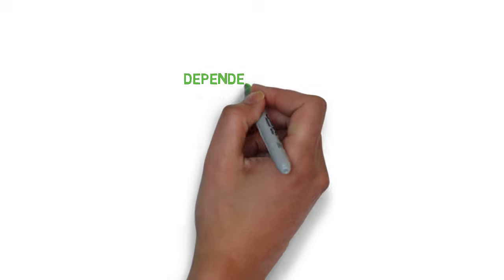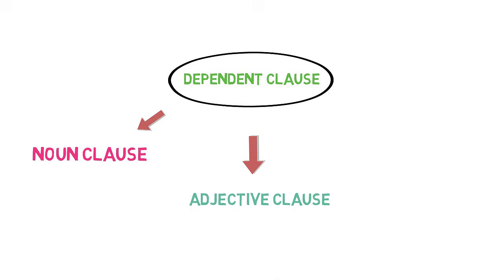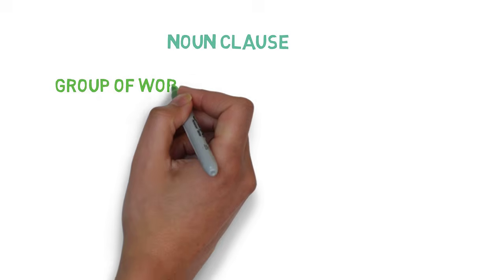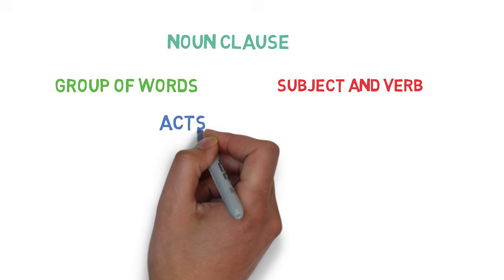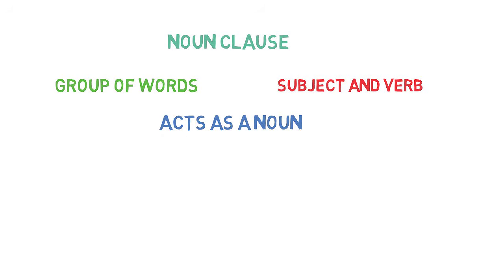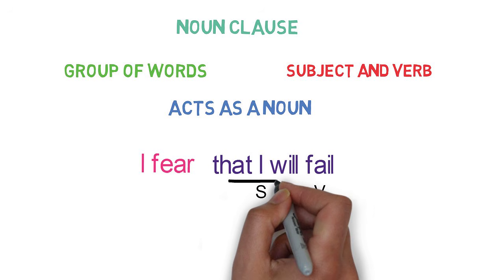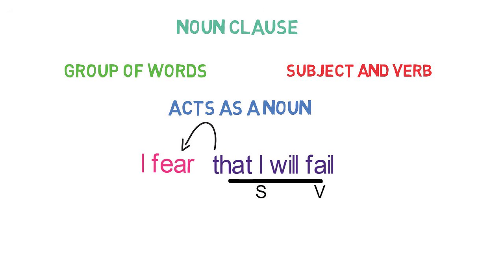Now, dependent clauses are mainly divided into three types: noun clause, adjective clause, and adverb clause. Let's discuss each of them. So what is a noun clause? Noun clause is a group of words having subject and verb of its own, and it acts as a noun in the sentence. For example, I fear that I will fail. Here, that I will fail is a clause as it is a group of words having subject and a verb, and the whole clause is acting as an object of the verb fear. So, it's a noun clause.